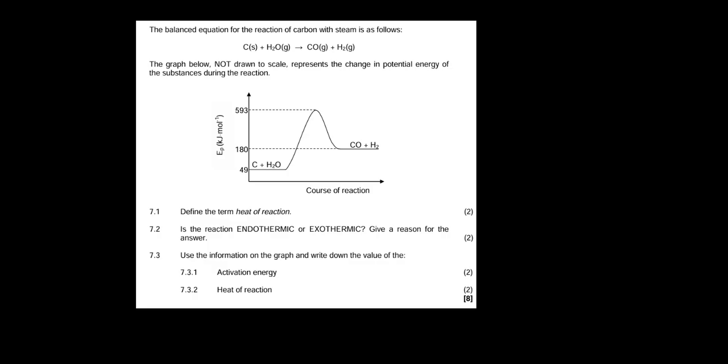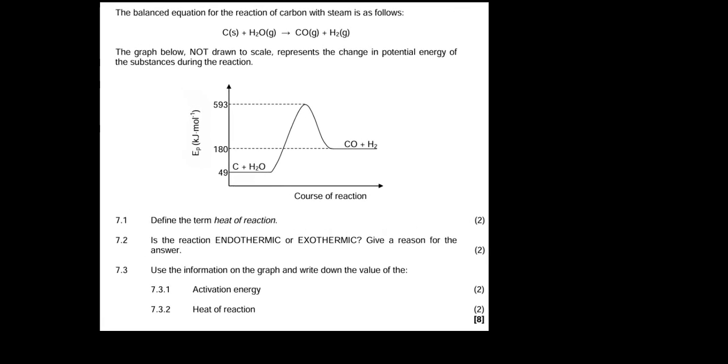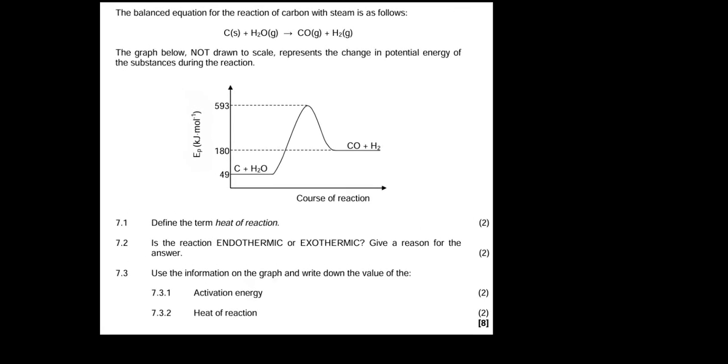Right, so here's a nice question. We have a reaction of carbon with steam. The graph is not drawn to scale, but it represents the change in potential energy of the substances during the reaction. 7.1, define the term heat of reaction. Heat of reaction is your enthalpy, which is your change in H. So how do we define enthalpy or our heat of reaction? Is there anyone who knows the definition?